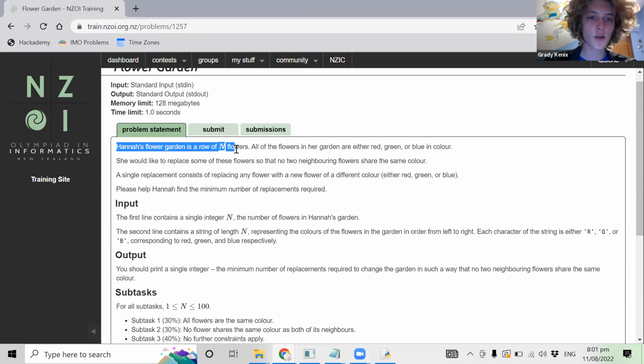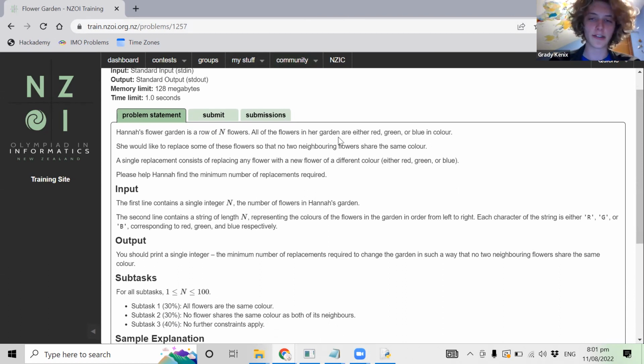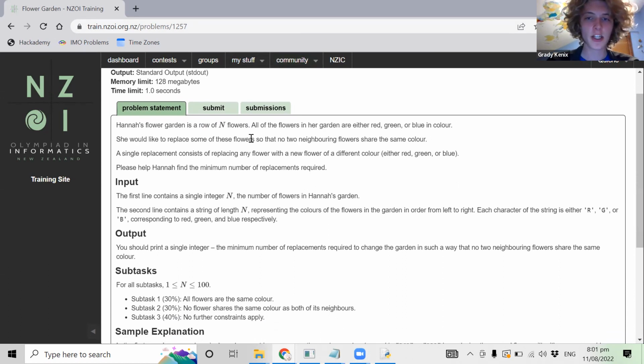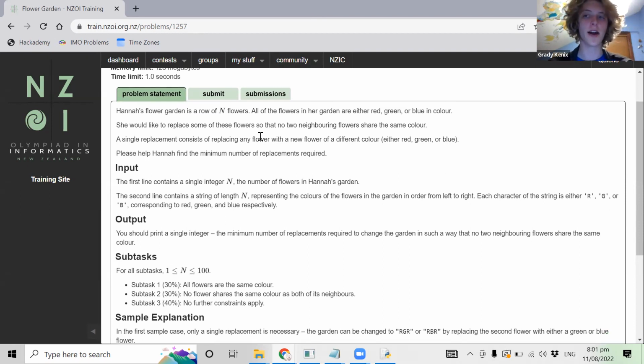Entertaining. Hannah's got a flower garden. It's a row of flowers, N of them, where N is presumably some number. All the flowers are red, green, or blue. That's nice. Colorful flower garden. And she wants to replace them so that they don't share the same color. So if she has like green, red, red, blue, that's bad. If she has green, red, blue, red, that's fine. And I can see why, because you don't want your flower garden to look patchy. You want it to look diverse and mixed up, which looks a lot better on the eye.